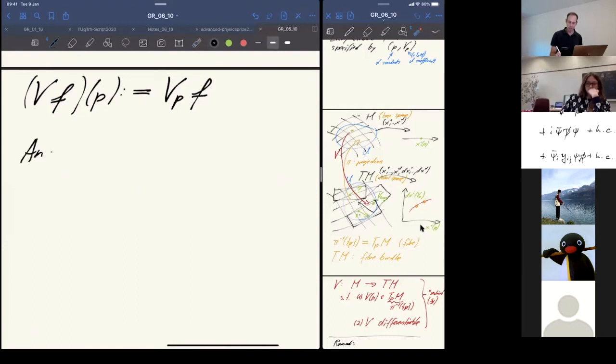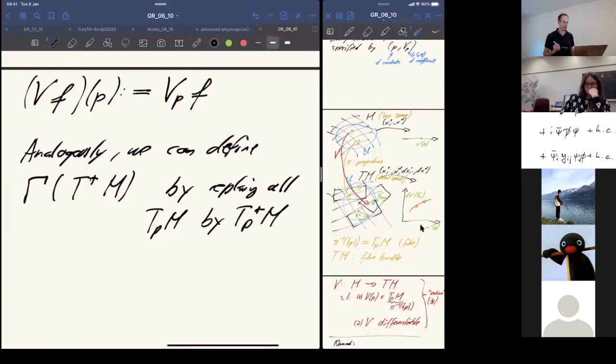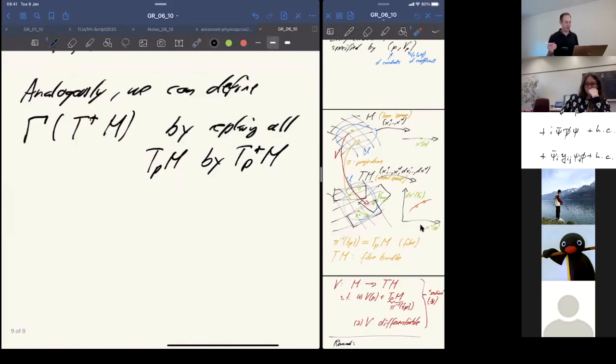analogously, we can define something like the set of all covector fields. This is just by replacing all TpMs that occurred before by Tp*M in the whole consideration we did so far. There's nothing else that changes because T*M, of course, also has dimension D and so on.